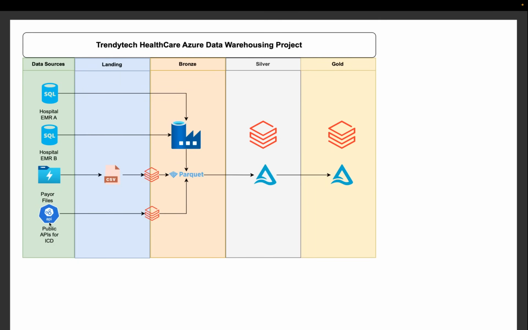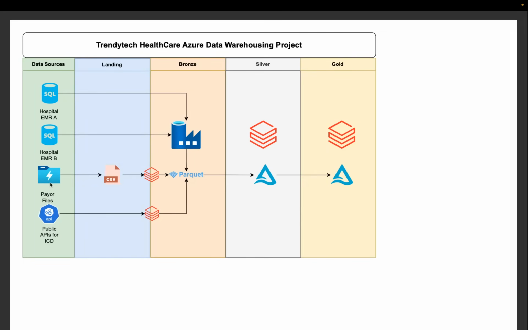Now, from the databases, the EMR data, how will we get it directly? Through Azure Data Factory. Azure Data Factory is for data ingestion. We can use Azure Data Factory for data ingestion, and this data will directly come into the bronze layer in the form of Parquet files. That means we take the data from the databases and put it in our bronze folder in the form of Parquet files. It will not be there in landing.